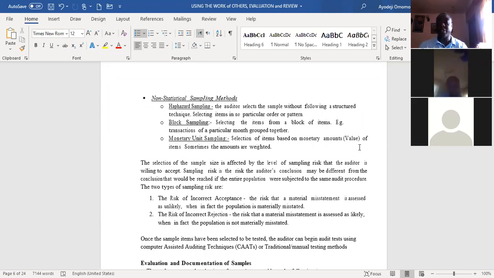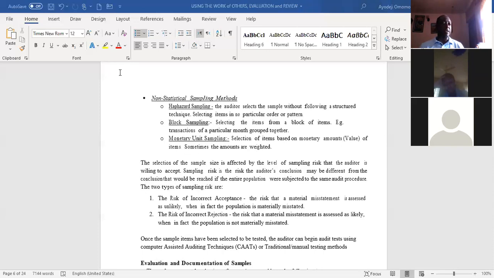Then when you are talking of block sampling, this is where you group transactions separately. For instance, if I want to select transactions from the whole year, January to December, and I'm going to use block sampling, what it means is that I might block them into months. Say I'll select from January, I'll select from February, I'll select from March, I'll select from April. That is block. You put them in groups and you select samples from them.